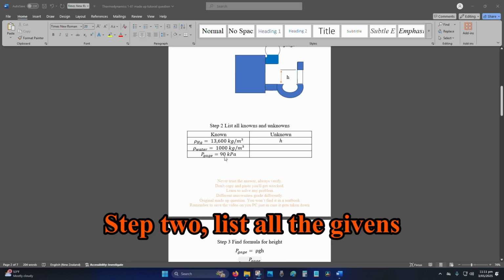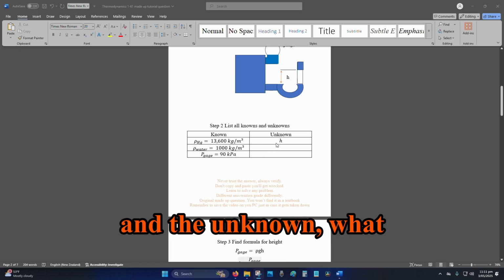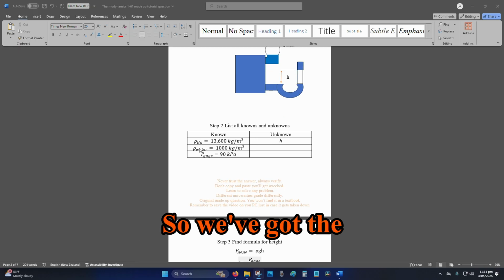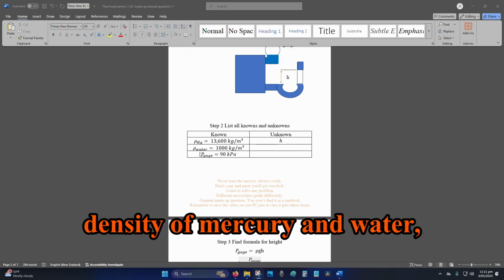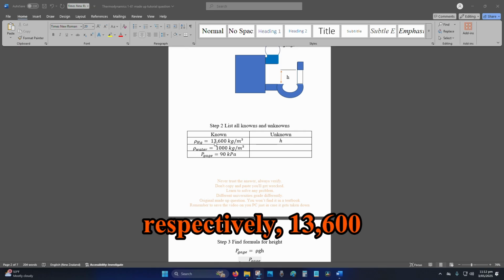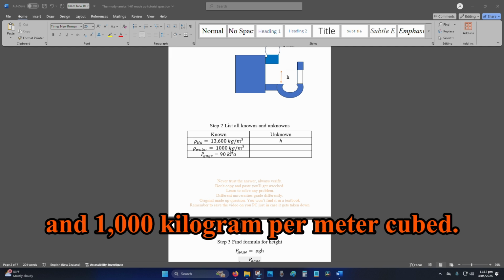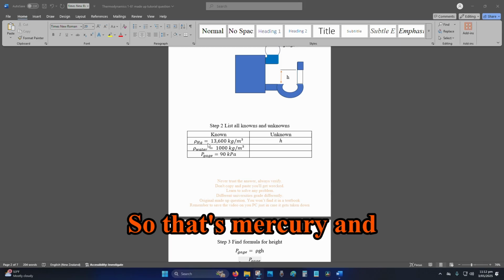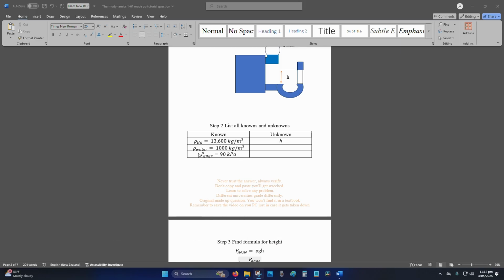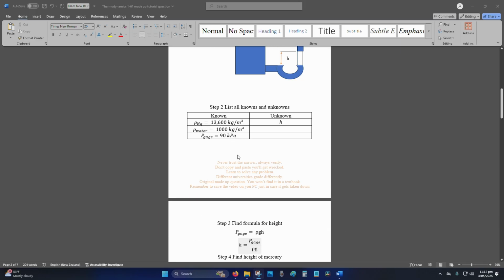Step 2, list all the givens and the unknown, what you're trying to find. So we've got the density of mercury and water respectively, 13,600 kilograms per meter cubed and 1,000 kilograms per meter cubed. So that's mercury and water respectively. We've got the gauge pressure at 90 kPa.